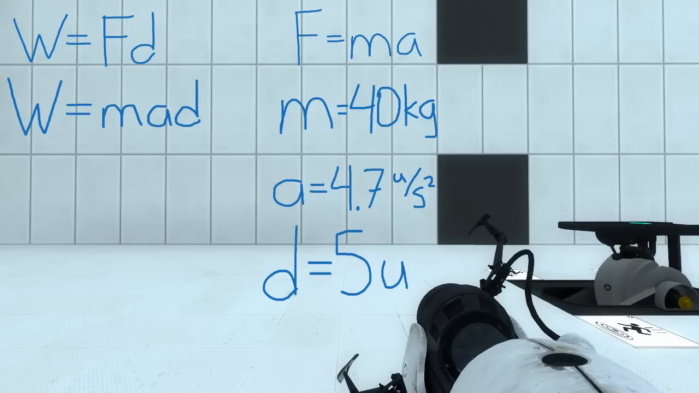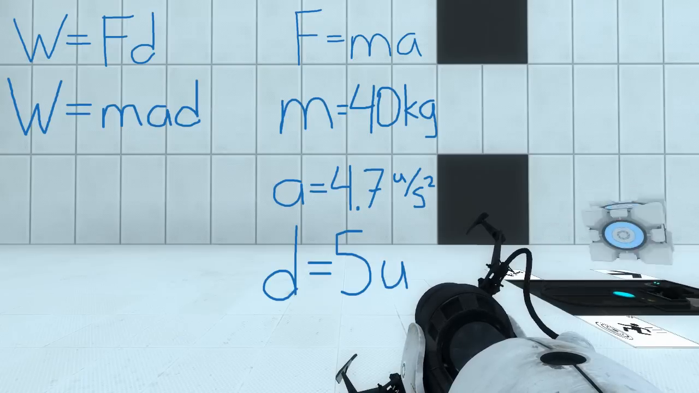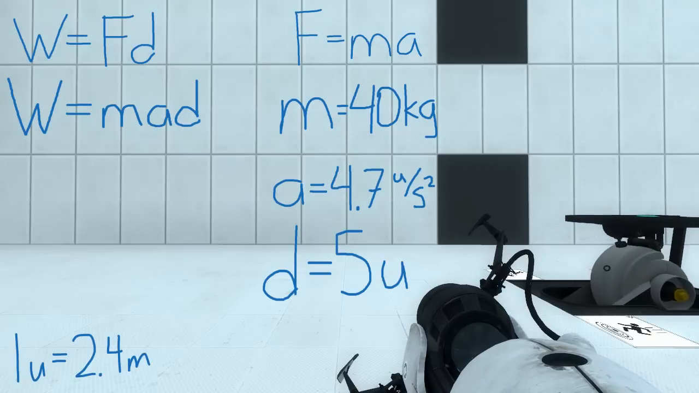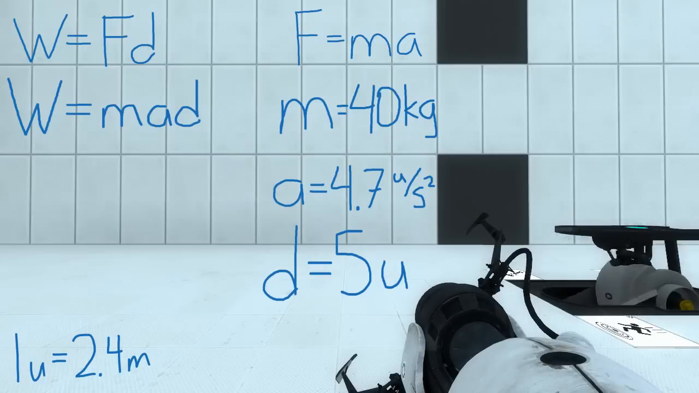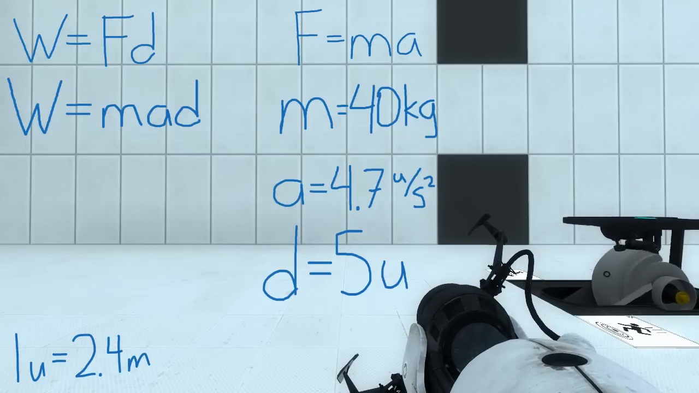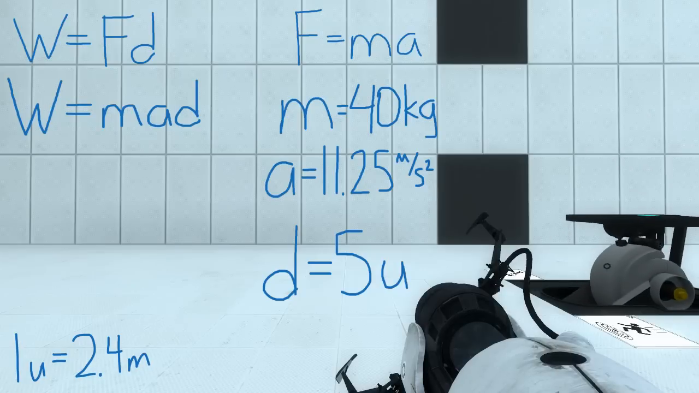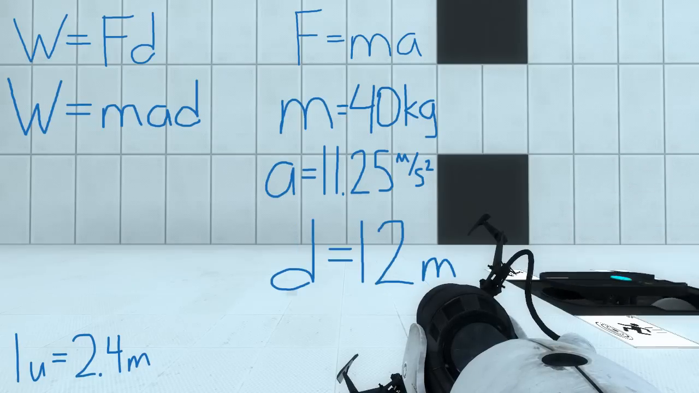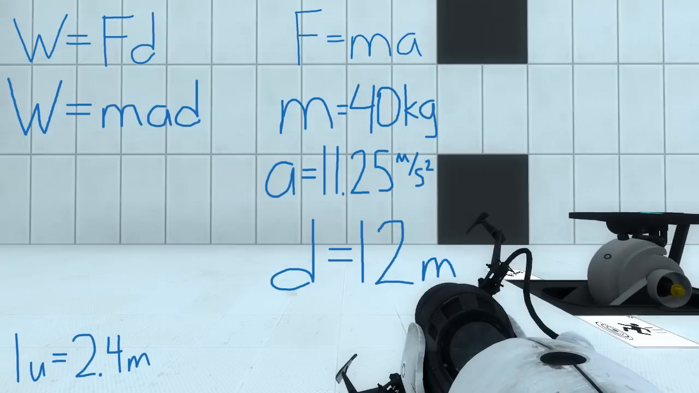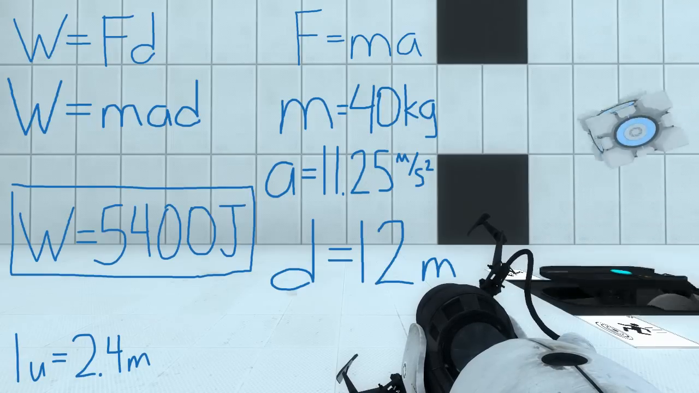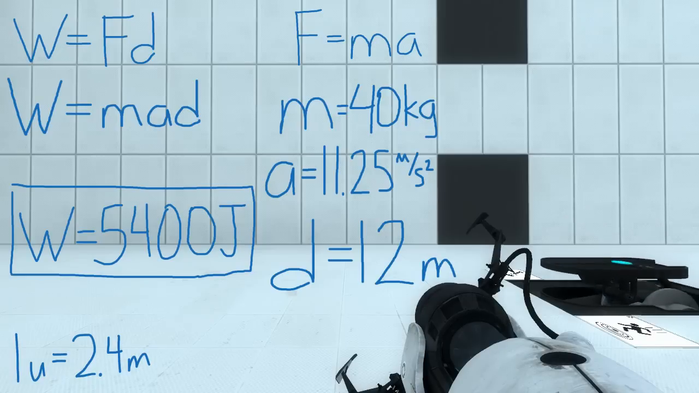If you were paying attention, you'll notice that 40 kilograms is an SI unit, while everything else is in arbitrary game units. To convert to SI units, we'll be using one of those units, one panel that you see in front of you, is equal to 2.4 meters. That easily gives us 11.25 meters per second squared for acceleration, and 12 meters for the height the cube reaches. Plugging in, that gives us that work is equal to 5,400 joules.